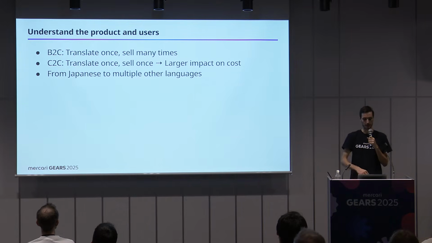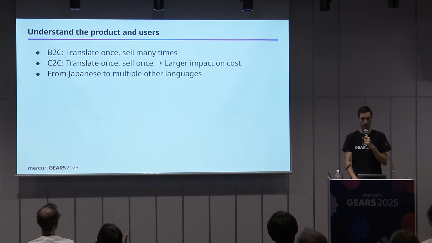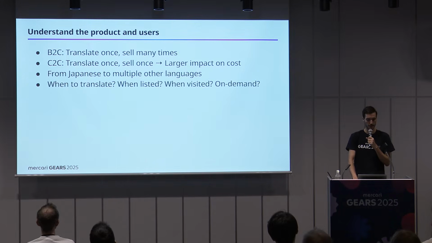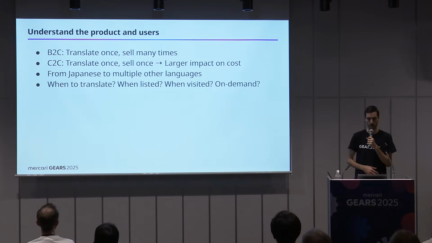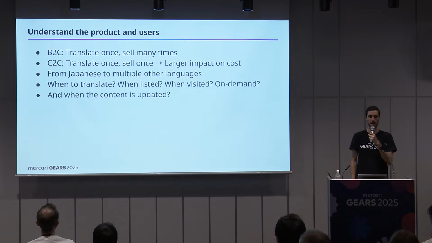And in our case, we need to translate to multiple languages. Everything is written in Japanese. And we actually right now support English and traditional Chinese and are expanding to more languages soon. So now we have a question: when do we need to translate? We can do it as soon as the item is listed, or when it's visited, or on demand. And what happens when it's updated?